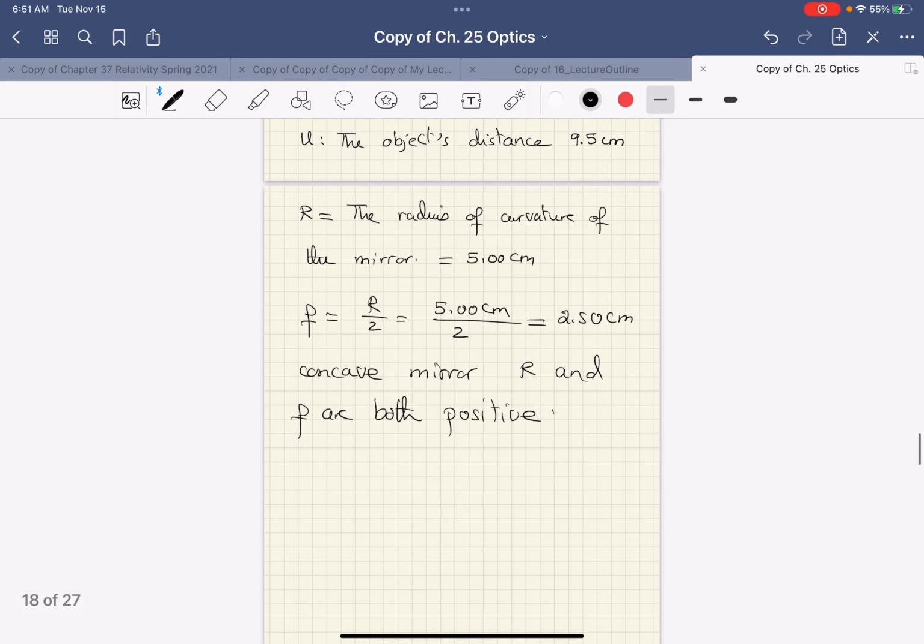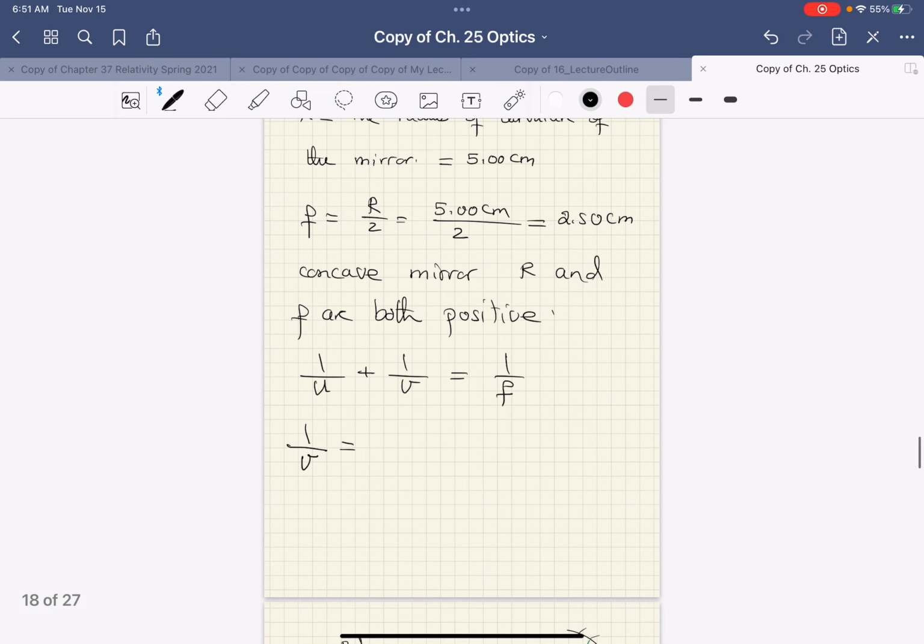Now the equation is 1 over U plus 1 over V equals 1 over F. I wish to find where my image's position is, and therefore I need 1 over V. So I'm going to say 1 over F minus 1 over U. F is 2.5 centimeters, and U, we said, is 9.5 centimeters.